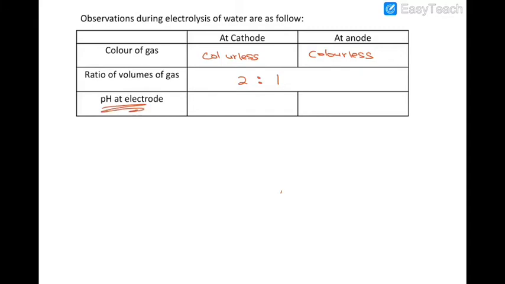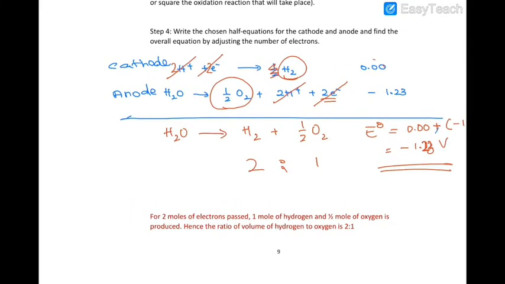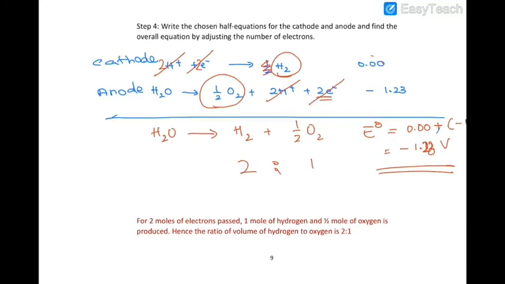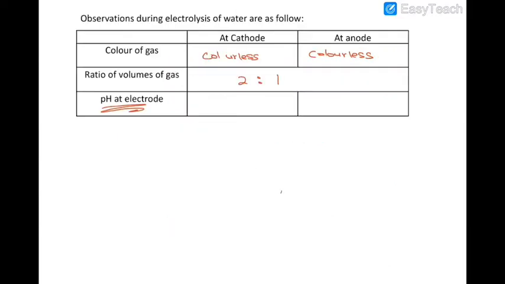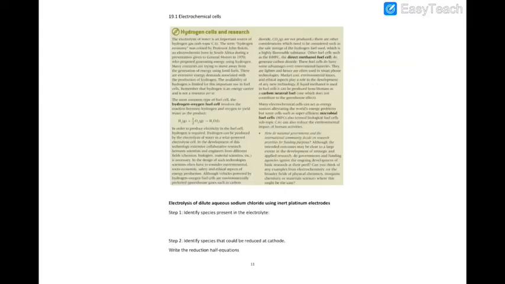And when we look at the pH, at the cathode you see H plus is being used up, so it gets less acidic. And at the anode, H plus is being produced, so it's going to get more acidic. So the pH at the cathode is going to increase, it gets less acidic. At the anode, it gets more acidic, so the pH is going to decrease.